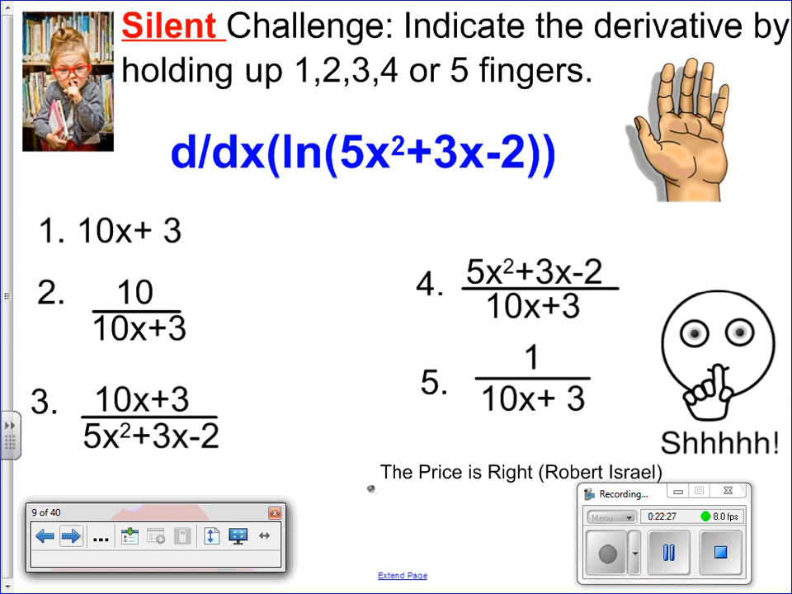All right, guys. Now I need you to do this next problem quietly. It's not written anywhere. You're just going to look at it. You're finding the derivative of the ln of 5x squared plus 3x minus 2. Don't put your hand up until you've thought about it, until I tell you to. So after you think about it for a minute, you're going to decide on an answer. If you think it's 1, you're going to put up 1 finger, 2, 2 fingers, 3, 3 fingers. Okay? You need time to think.